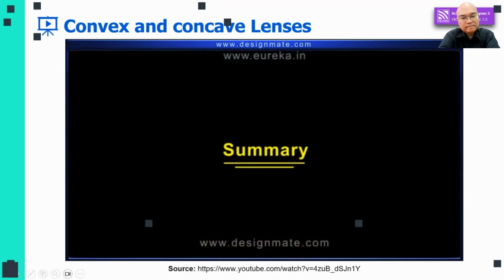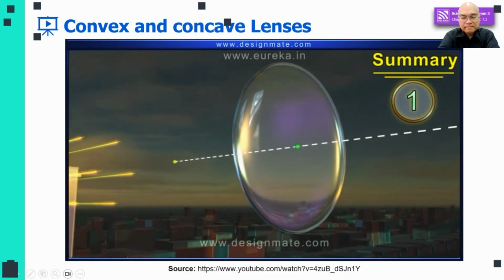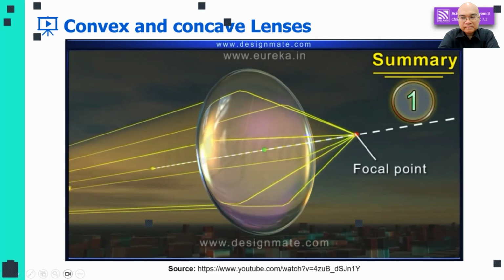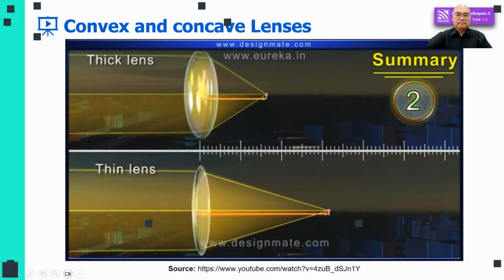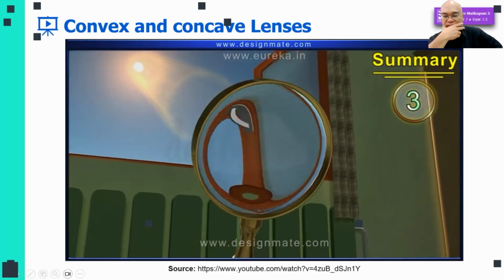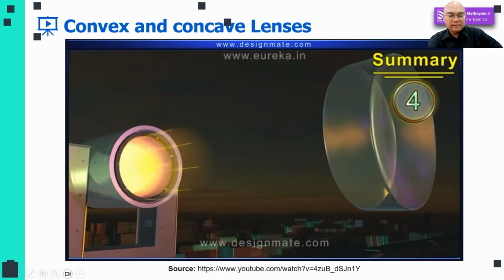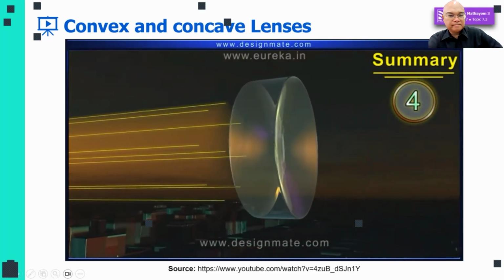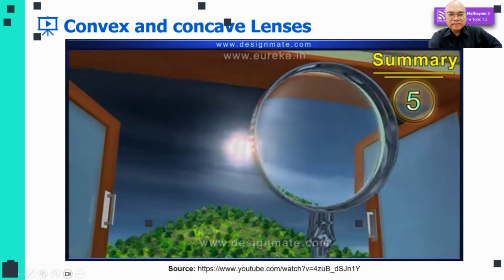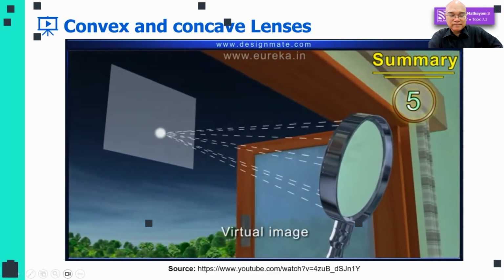To summarize, we have understood that, 1. Light rays parallel to the principal axis and incident on one side of the convex lens undergo refraction and converge at a point on the principal axis on the other side. 2. The focal length of a thinner lens is greater than that of a thicker lens. 3. A real image produced by a convex lens is formed on the other side of the object. 4. The parallel rays of light incident on a concave lens undergo divergence as they emerge on the other side. And 5. The concave lens produces a virtual image, that is an image formed on the same side of the object.